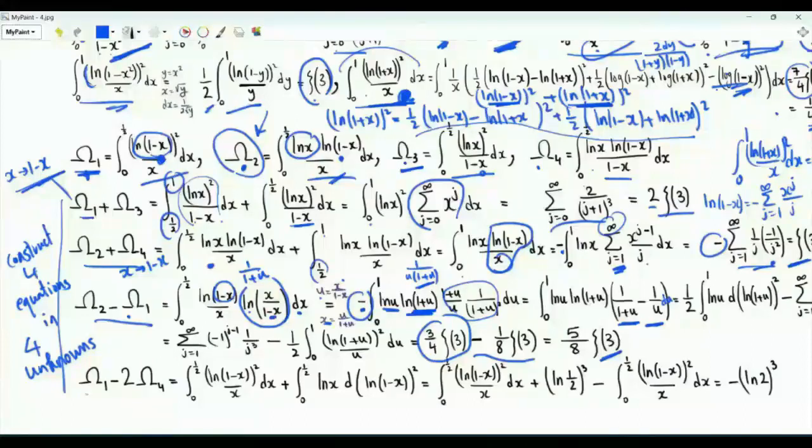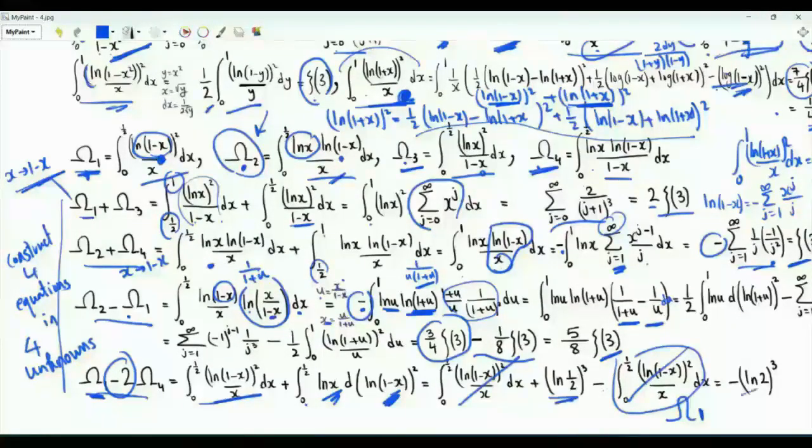Our fourth equation involving the omegas is omega 1 minus 2 omega 4. This is omega 1. If omega 4 is multiplied by minus 2, it can be written as integral from 0 to 1/2 ln x d the square of ln(1 minus x). Using the limits of integration, we get ln(1/2) cubed minus integral x from 0 to 1/2 ln(1 minus x) squared over x. But this integral is exactly equal to omega 1. Our result is minus the cube of the natural logarithm of 2.